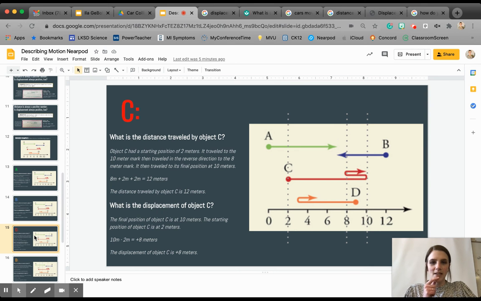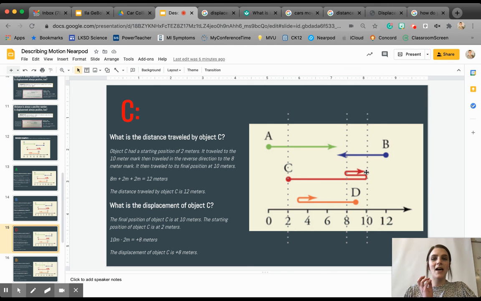Okay, let's do part C. This is where things get just a little bit trickier. So C is the red line, and notice that it's got like this little zigzaggy loop here. Let's kind of like talk through the story of point C. So it started at 2 meters. It traveled in the forwards direction until 10 meters. Then it turned around and went backwards to the 8 meter mark, turned around again, and then went forwards and ended up at the 10 meter mark.